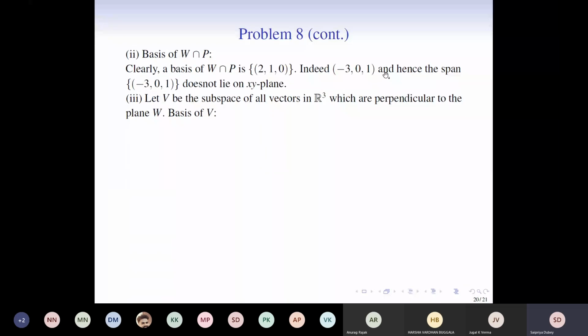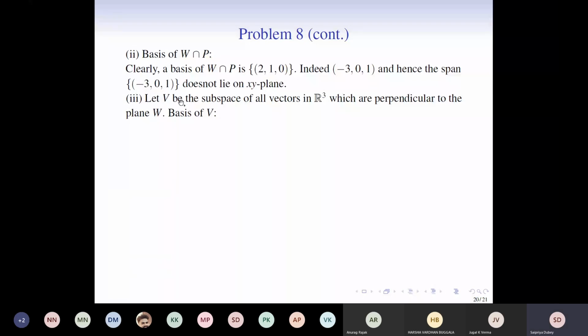Hence the span of this does not lie on the xy plane. This does not lie, and also the span of this does not lie. Please see that the span of this will be alpha times this, and we get the last component equal to alpha. So except for alpha equal to 0, no such element of R3 can lie on the xy plane. Therefore, neither this nor any linear combination of it lies on the xy plane. Therefore, the basis of W intersect P is given by (2, 1, 0).